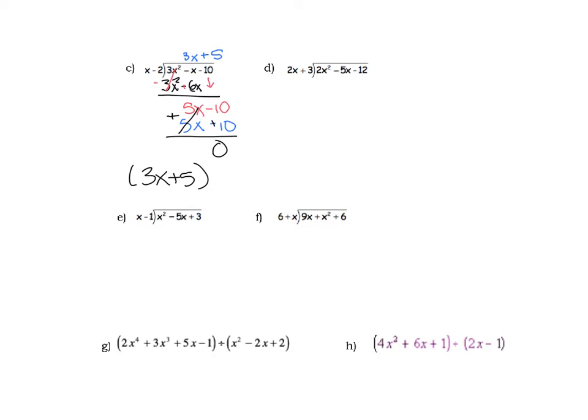You can always check your work here. If I were to take x minus 2 and FOIL it with 3x plus 5, I get 3x squared minus x minus 10. And that's how I know I did it right. So let's try another one.